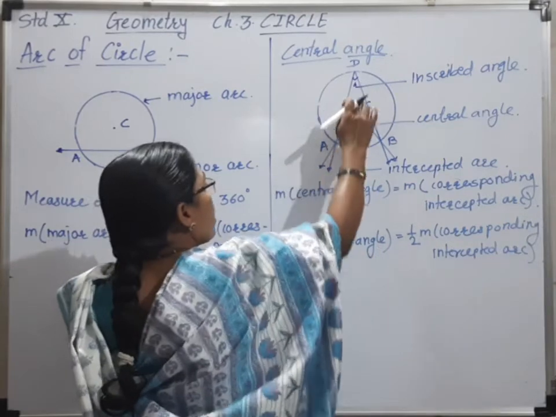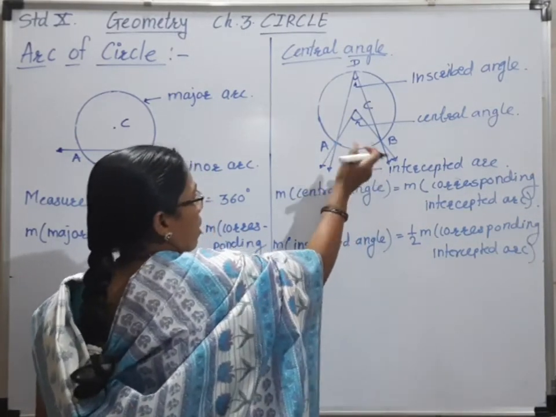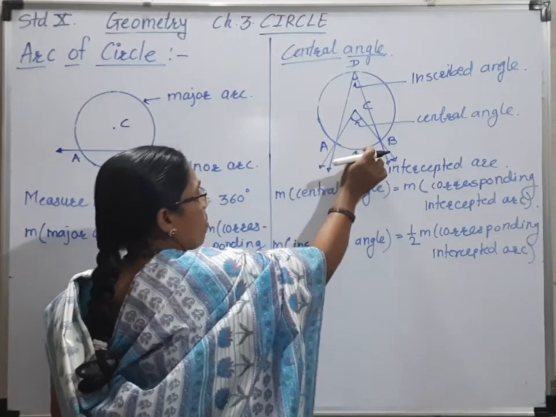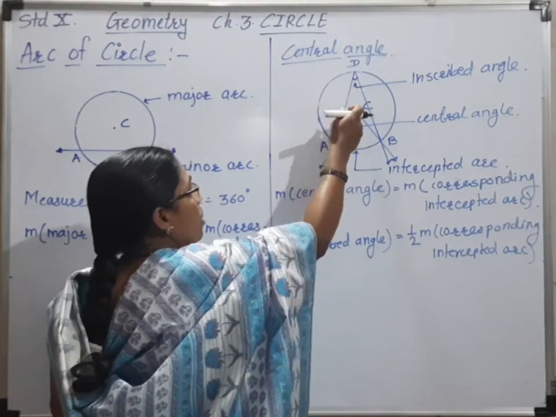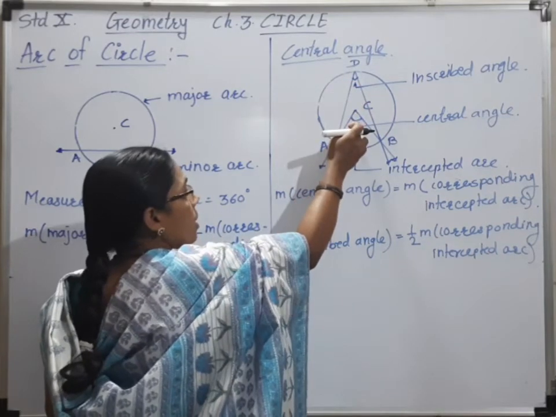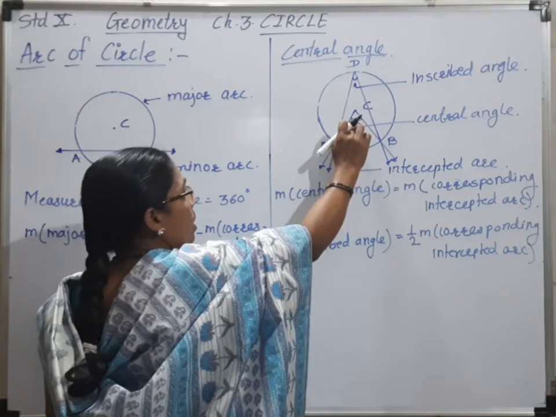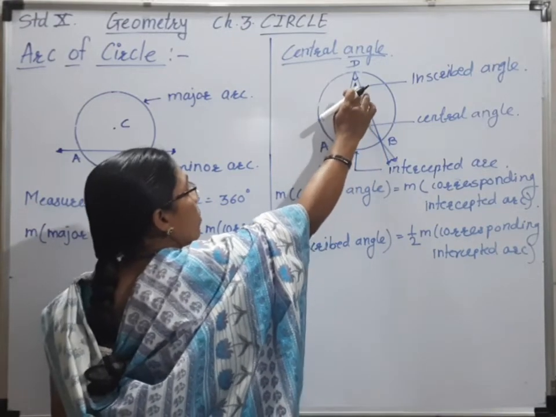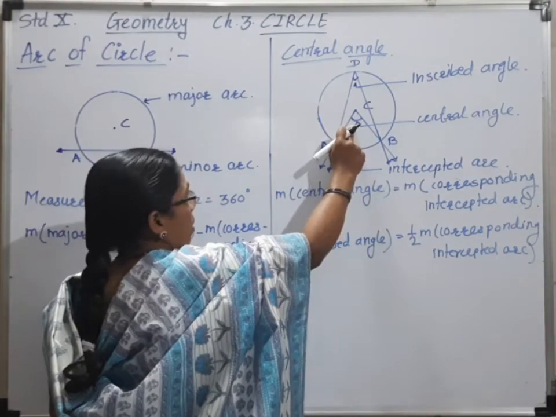This means the angle is half of the measure of this arc. In other words, we can say that the measure of the intercepted arc is double the inscribed angle. And the same relation holds between the inscribed angle and the central angle, because the measure of the intercepted arc and the central angle are the same. That's why the measure of the inscribed angle is also half of the central angle.